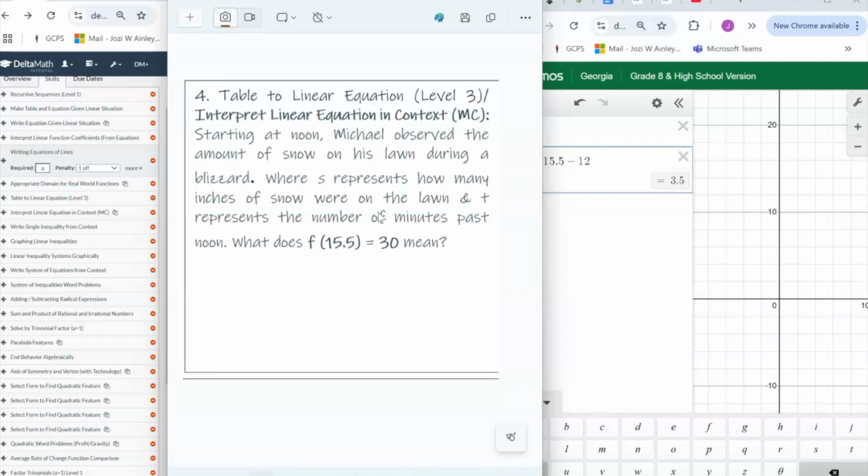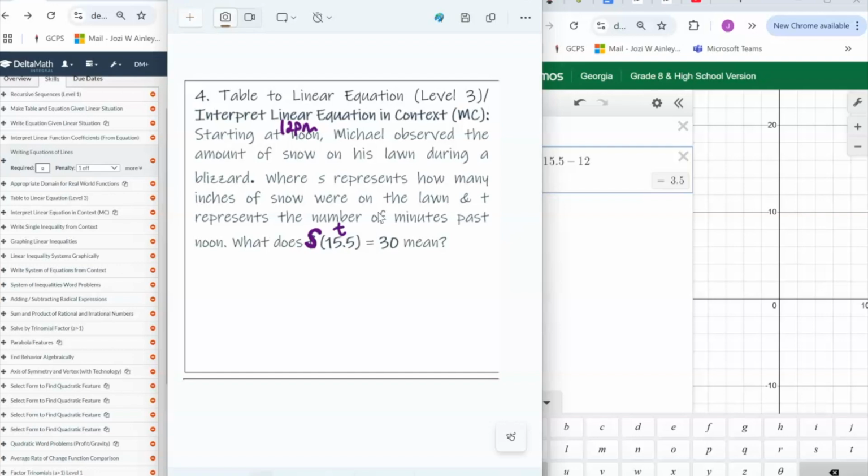They're starting at noon. And what time is noon? Noon is 12 p.m. So starting at 12 p.m., Michael's observing the amount of snow on his lawn during a blizzard, where S represents how many inches of snow that was on his lawn. So this should have been an S, to be honest. I apologize for the typo. How many inches of snow is on his lawn, and T represents the number of minutes past noon. So this is going to be T. So what is S as a function of time?